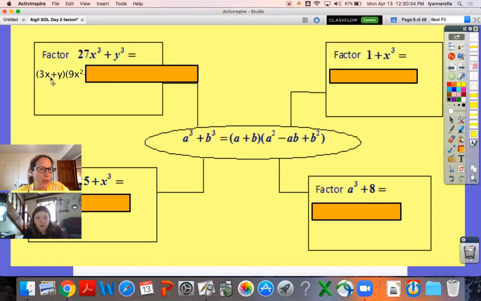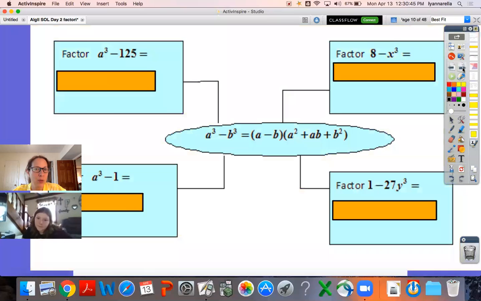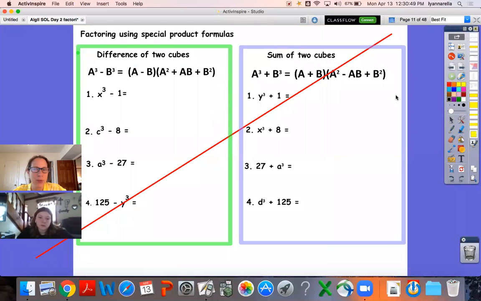And which sign should I use if there was a plus here? A minus. And then square the y, and what do you get? Y squared. Yeah, there you go. That's it. That's your perfect cube. So I'm going to skip that one because that's just the difference of cubes. And I'm going to skip this one because it's more of the same.